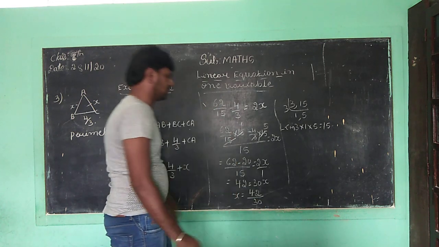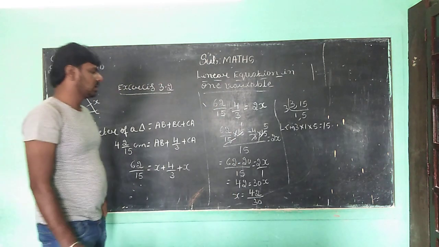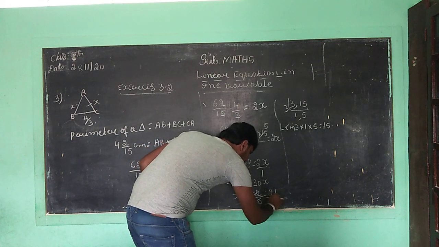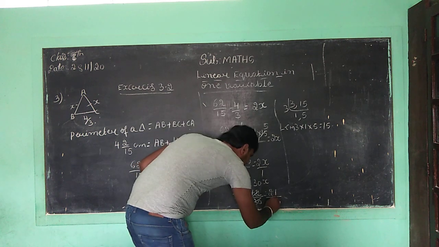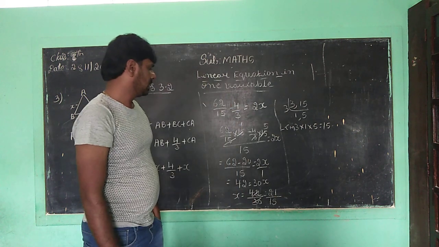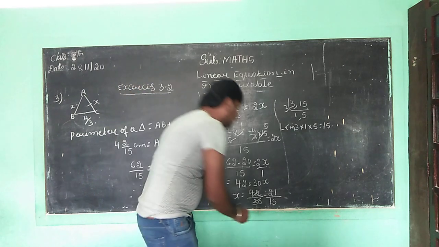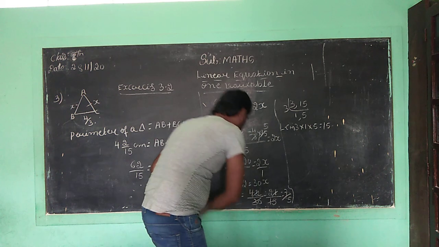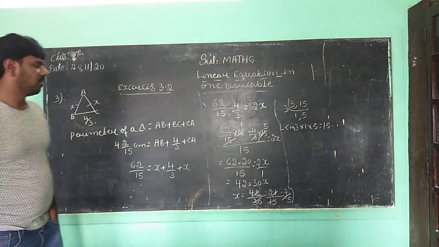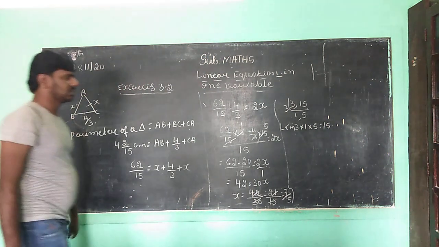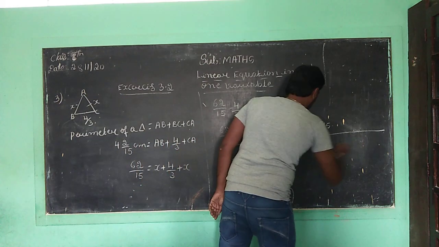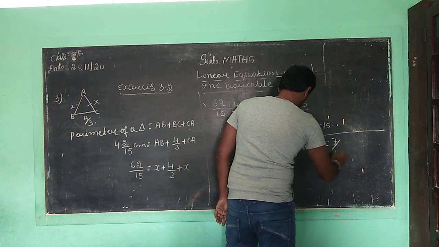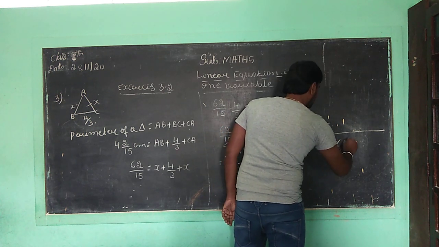Okay, children, you want to reduce this one. How can you reduce it? 2 2s are 4 and 2 1s are 2, children. And this also, 2 15s are 30. Children, 15 and 21 are divisible by 3. Now 3 7s are 21 and 3 5s are 15. So what is the value of x? x is equal to 7 by 5. The length of the sides AB is equal to BC is equal to how much, children? AB is equal to BC is equal to 7 by 5 centimeter.